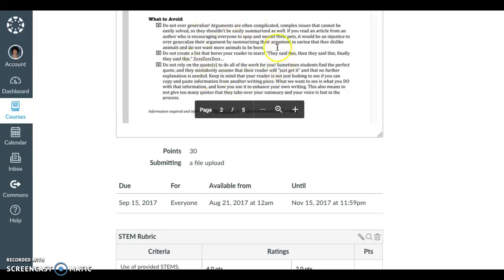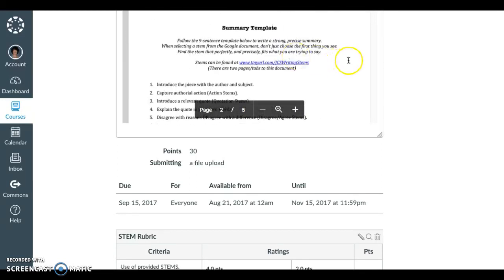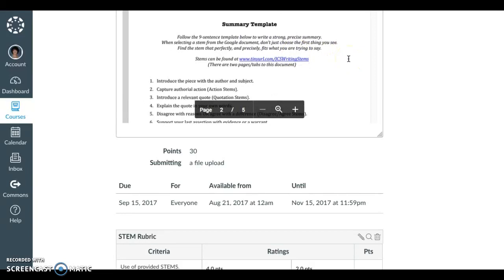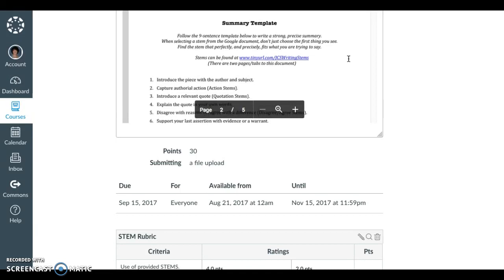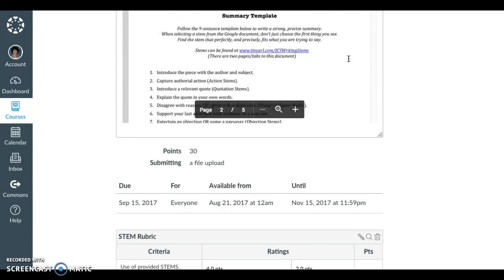Here are some things to avoid, so make sure you read that. And then this is what you'll be turning in online. You'll give your soapstone to your EF at your monthly meeting, but you will write a 9-sentence response following this template. So you're only writing 9 sentences.